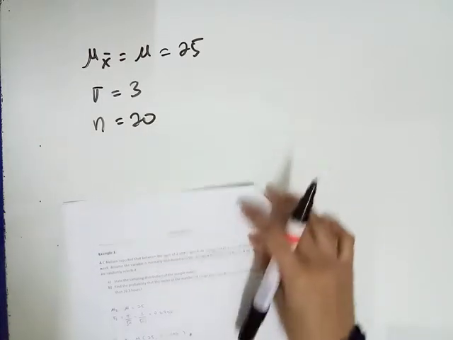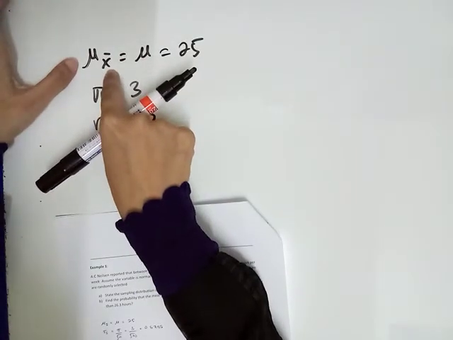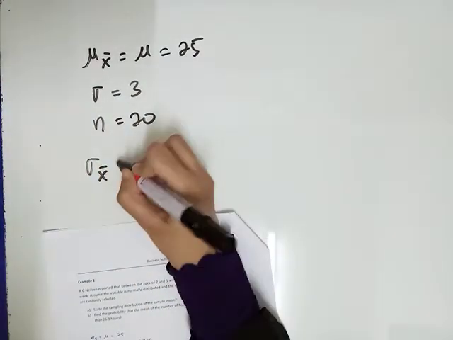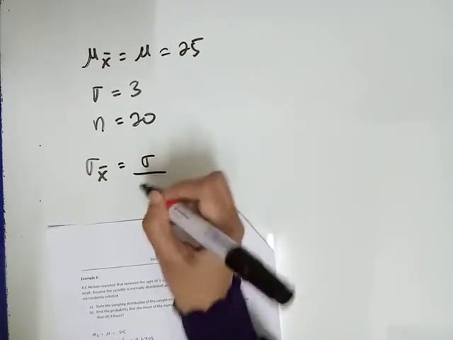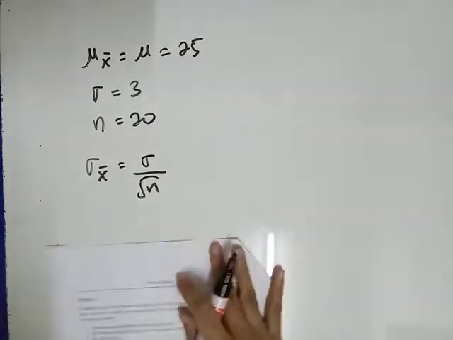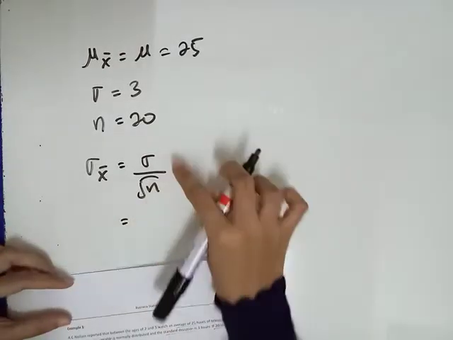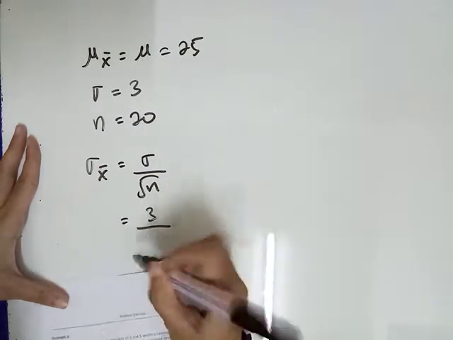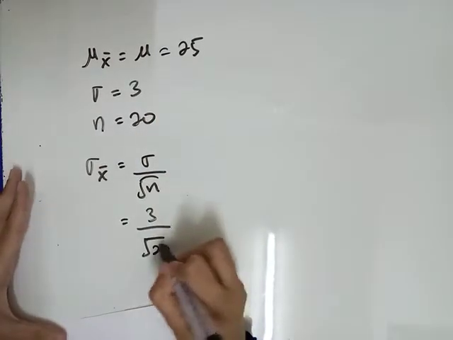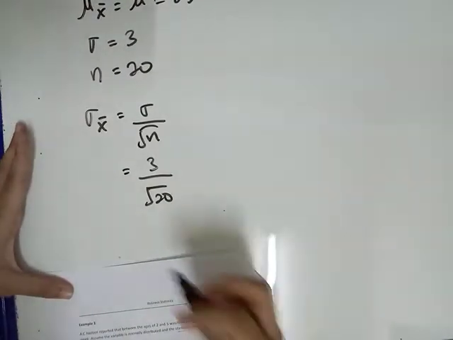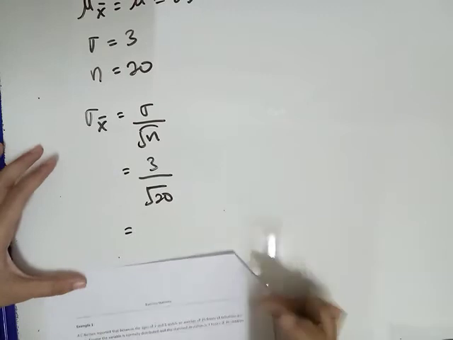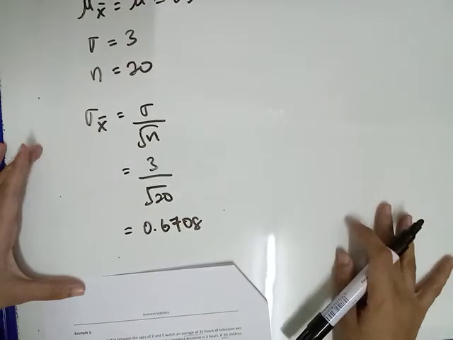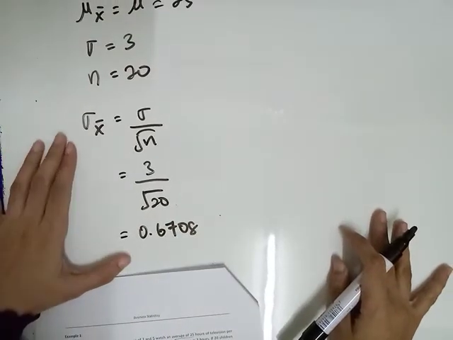Okay, so we have mean of the sample mean. So we need to find the standard deviation of the sample mean. It is equal to standard deviation divided by square root n. So we know that standard deviation of the population is 3, divided by square root n, where n is 20. And then calculate. How do you get? Awak try calculate. Dapat tak 0.6708? So this is standard deviation of the sample mean.